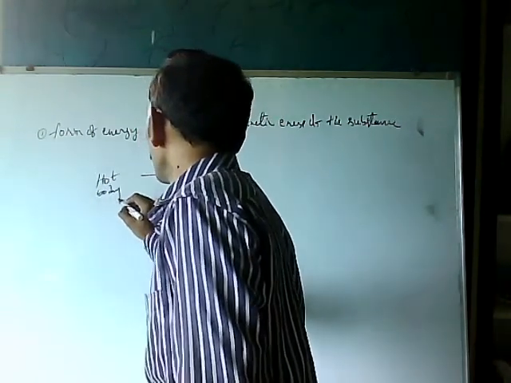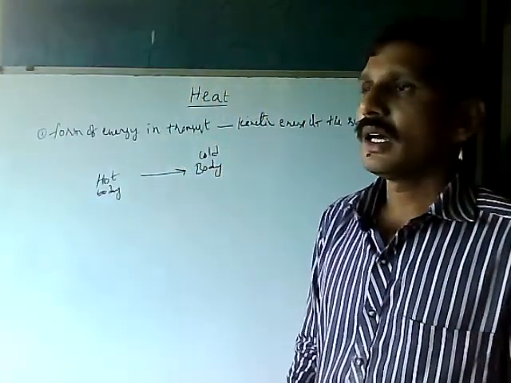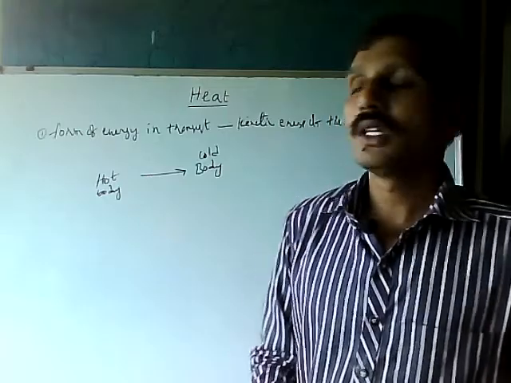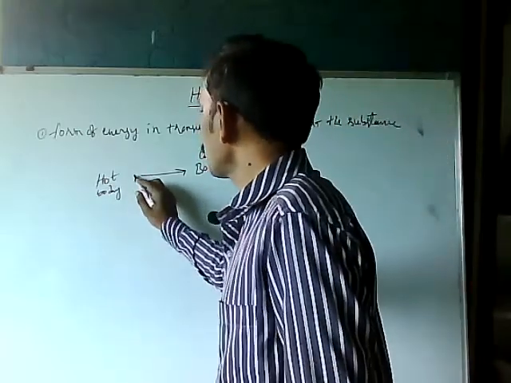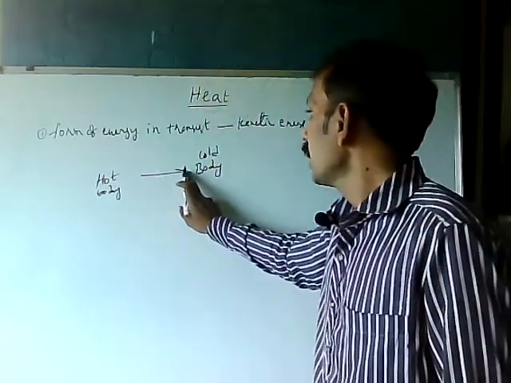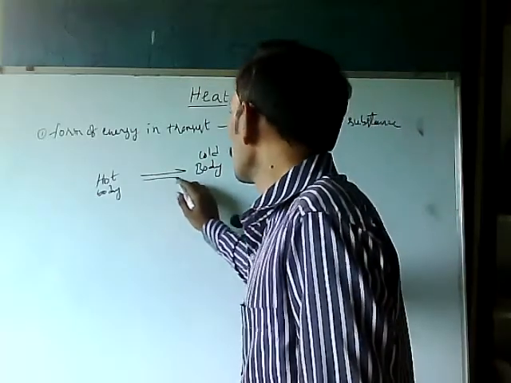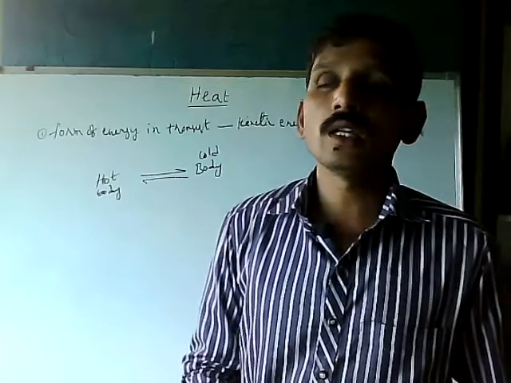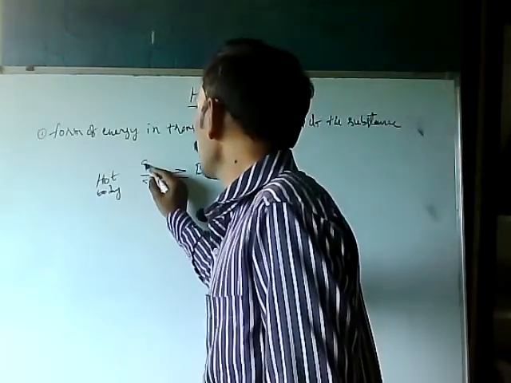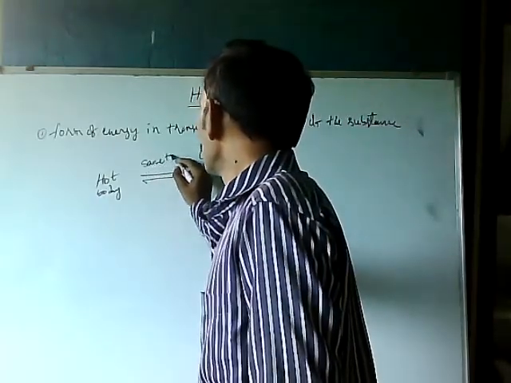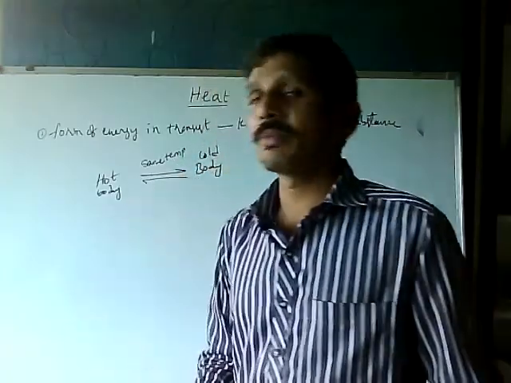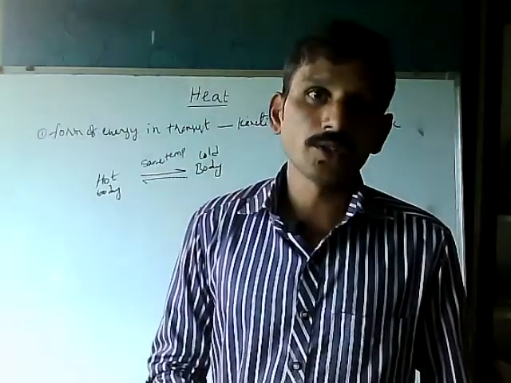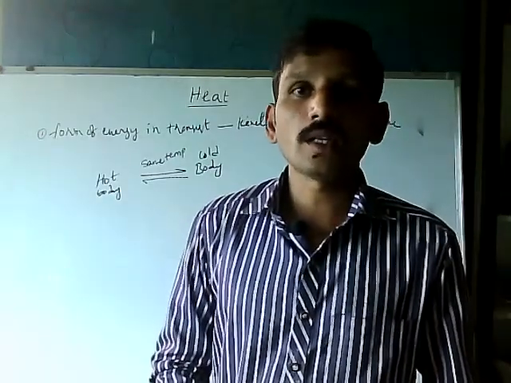Heat flows from a hot body to a cold body. The heat transfers until they attain the same amount of energy. So the heat energy transfers from the hot body to the cold body, and then at one stage it stops. There is no flow of heat when they are at the same temperature, which means both of them have similar average kinetic energy.